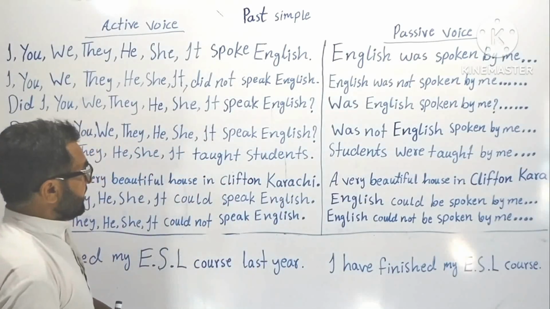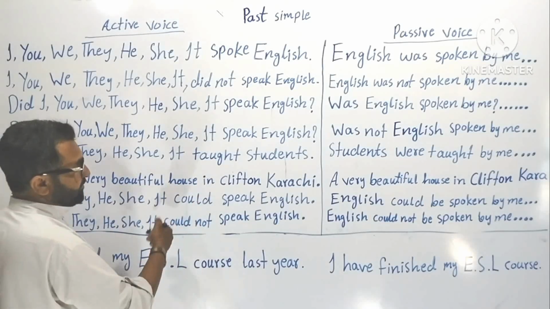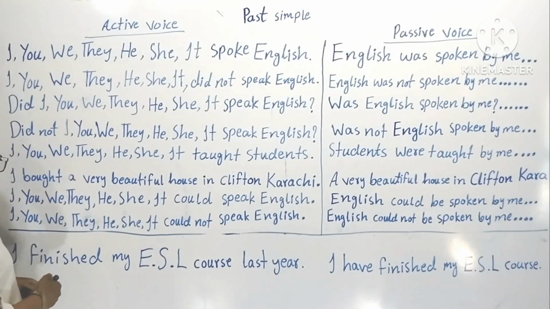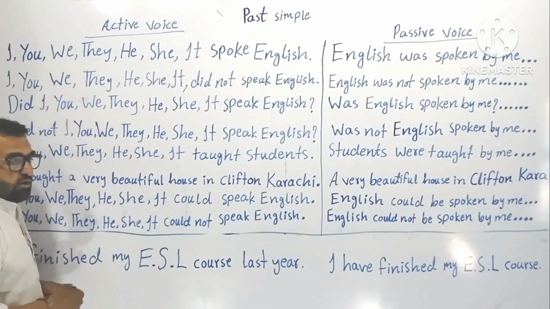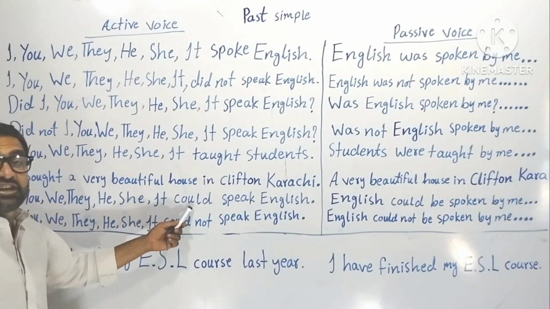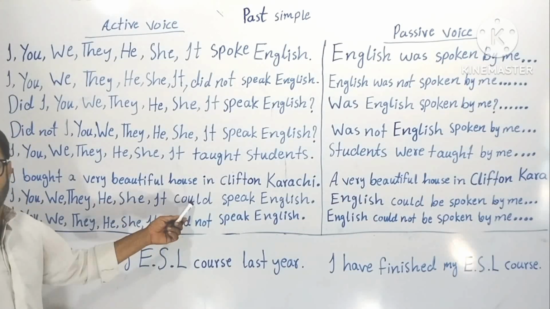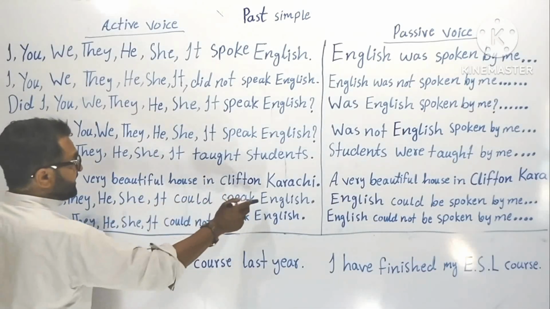Now, let's talk about modal verbs a little bit. Let's use modal verbs in the past simple. You see, I could speak English. These are modal verbs: can, could, may, might, shall, should, will, would, all of these. So here it is past simple, that's why we have used the second form of can, which is could. Understood? Remember this. I could speak English.